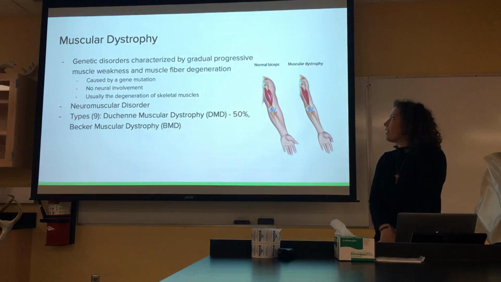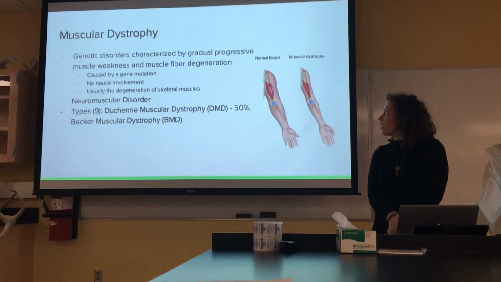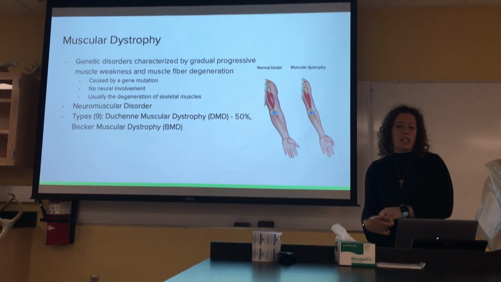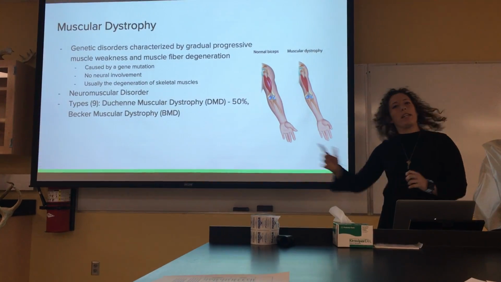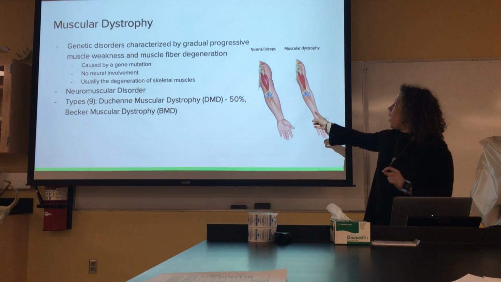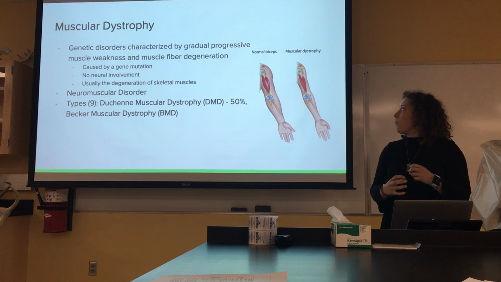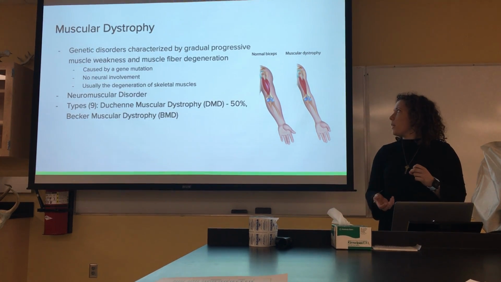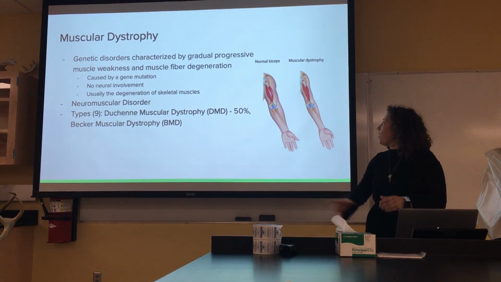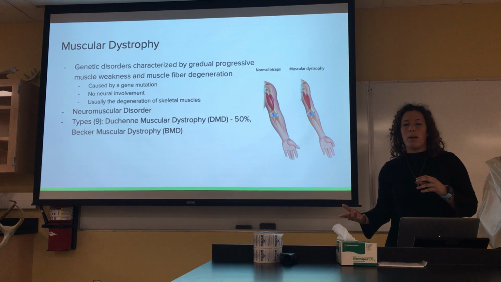So what muscular dystrophy is, is a genetic disorder that's characterized by the gradual progression of muscle weakness and muscle fiber degeneration. I think this picture up here really shows it well, as the bicep on the left is thicker in volume due to the greatness of the muscle fibers, whereas the one on the right is much thinner in volume. And it's caused by a gene mutation, which I'll talk about later.